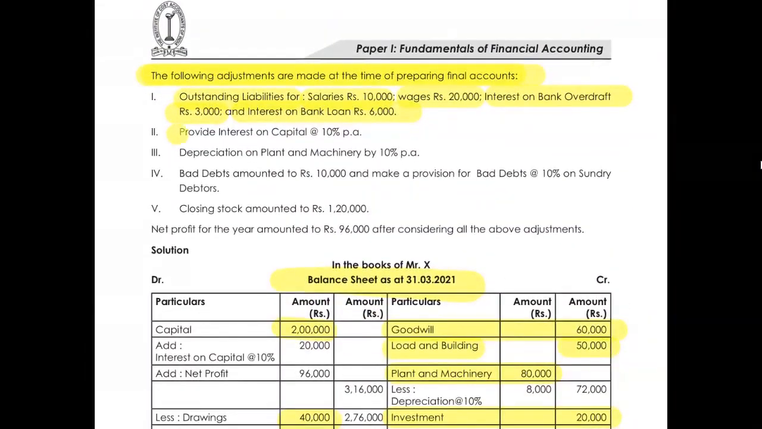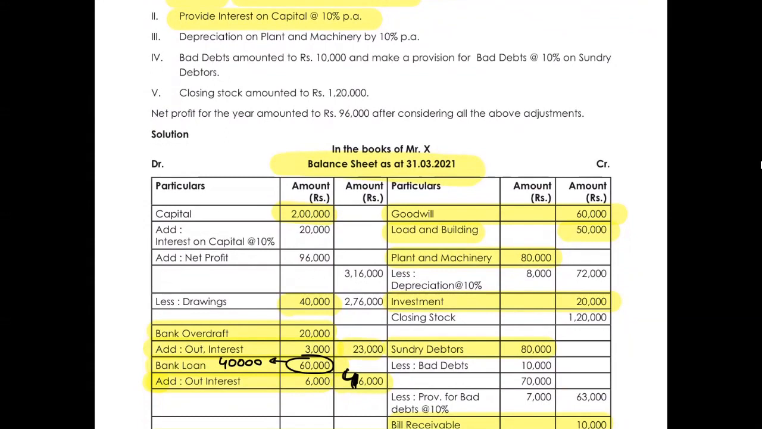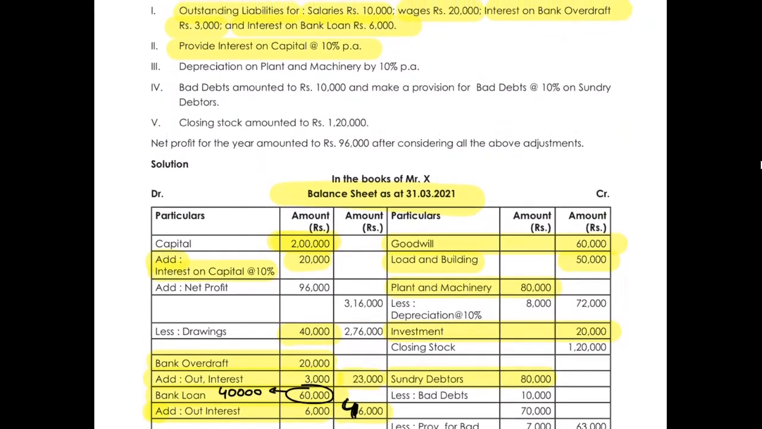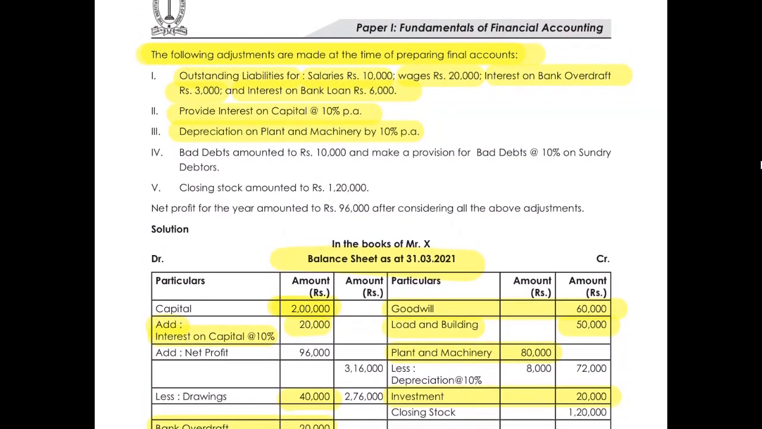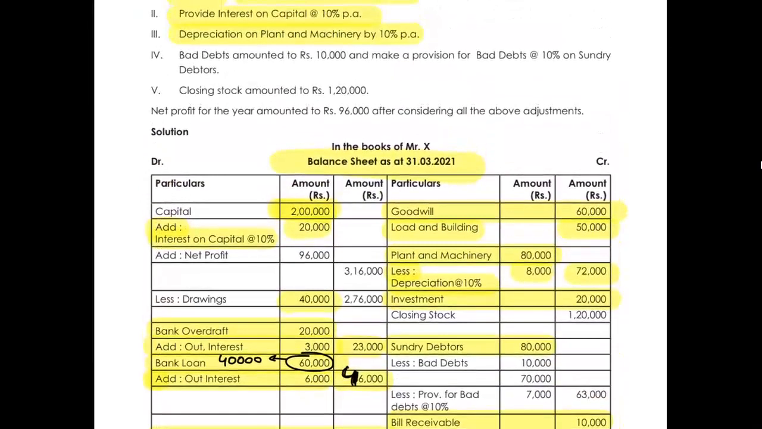Then we need to provide interest on capital at the rate of 10%. So our capital earlier was 2 lakh rupees. The interest on capital is 20,000, which is provided, which is being added to the capital. Then we need to charge a depreciation of 10%. Okay, 10% depreciation. So 10% of 80,000, that is 8,000. So net balance is 72,000 outside.